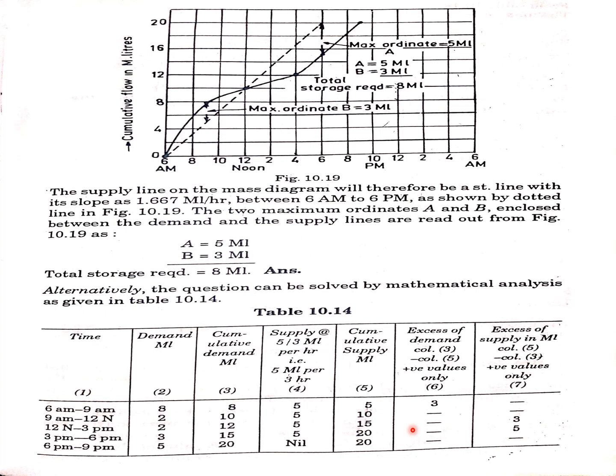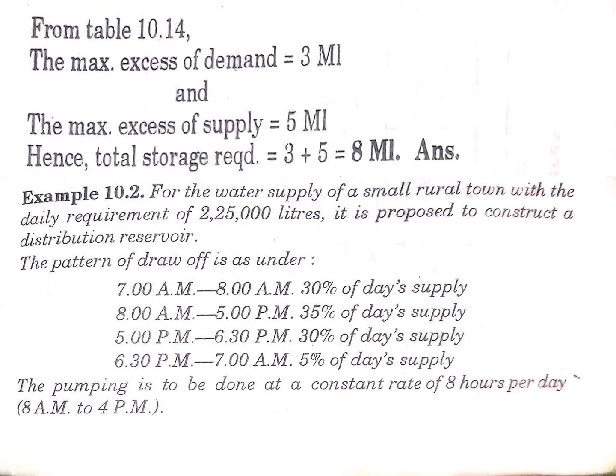Now the same process, directly by seeing the graph you can find the one here by plus or minus. So where the maximum plus comes and where the maximum minus comes. So based on that we can calculate the total capacity. Can you understand this sum? So from the table we can calculate maximum excess of demand 3 million liters, supply 5. So total is 3 plus 5 is equal to 8 million liters.